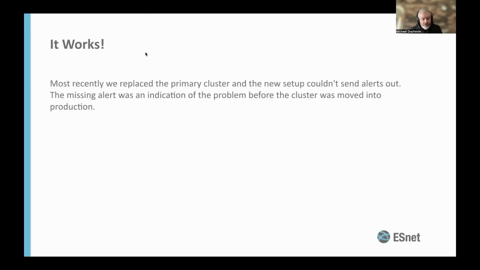And it works. Just recently, maybe because we have this alert, I was a little bit lazy during the setup, but we replaced the primary production cluster just a couple of weeks ago and it wasn't sending out alerts. It turns out that Zeek couldn't send out to the pager service, and that was causing the problem. So we were able to fix that before moving the cluster into production. Again, very simple. I really encourage you to try something like this because it's nice peace of mind when you know the whole pipeline is working.